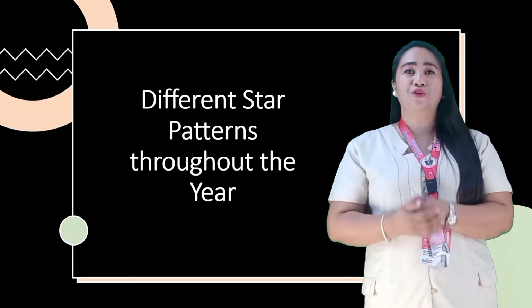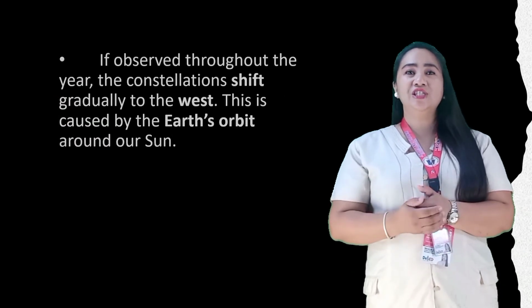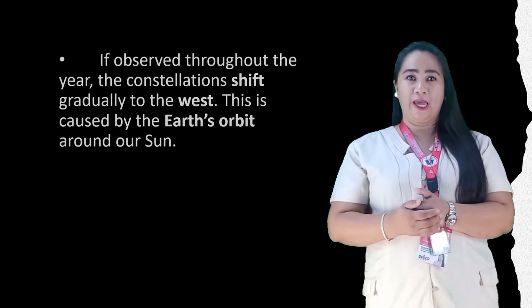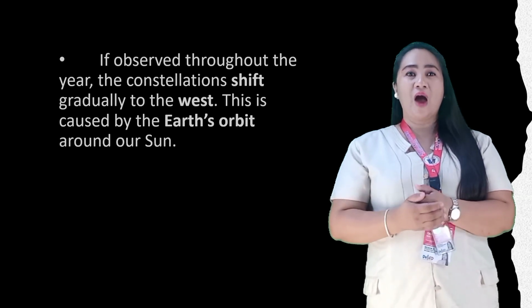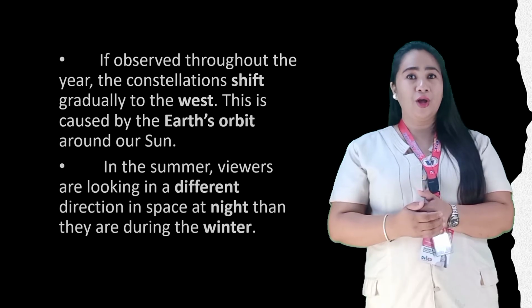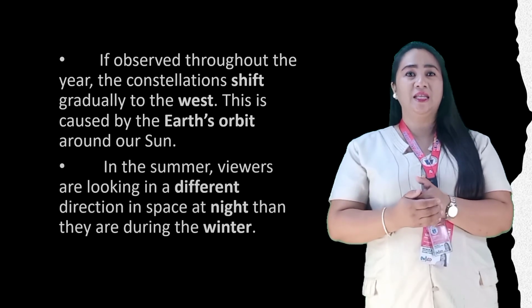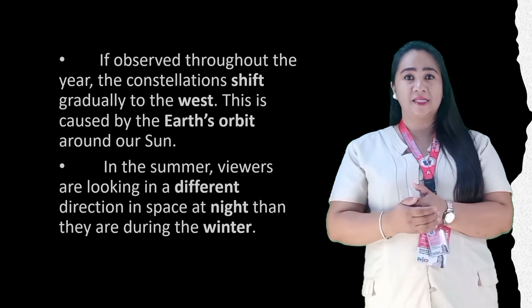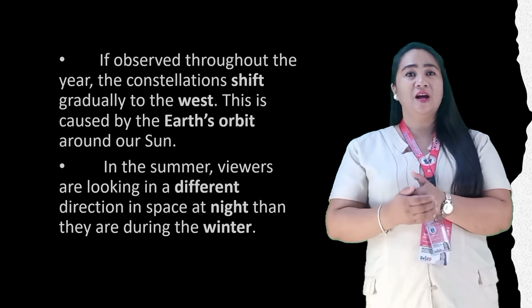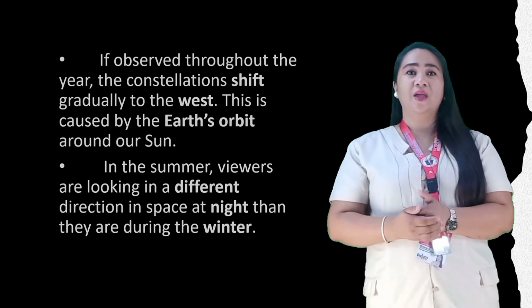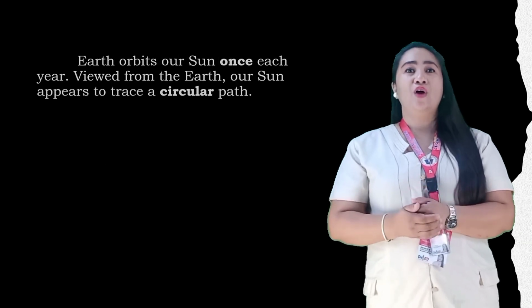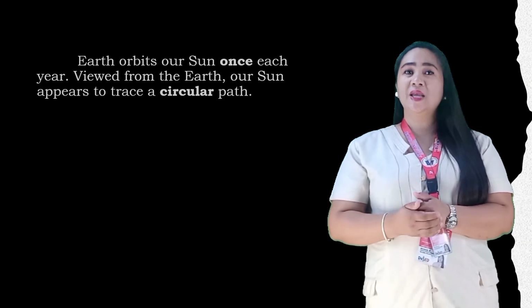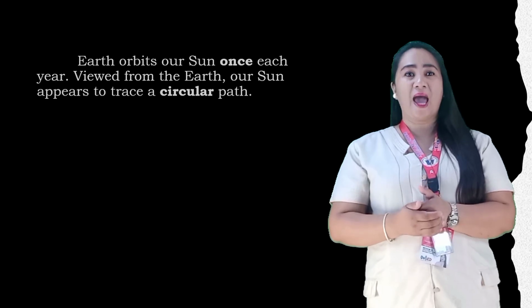If we observe throughout the year, the constellations shift gradually to the west. This is caused by the Earth's orbit around our Sun. In the summer, viewers are looking in a different direction in space at night than they are during the winter. Earth orbits our Sun once each year. Viewed from Earth, our Sun appears to trace a circular path.